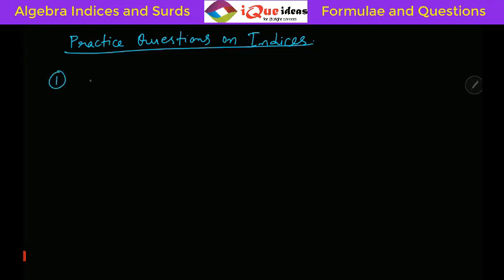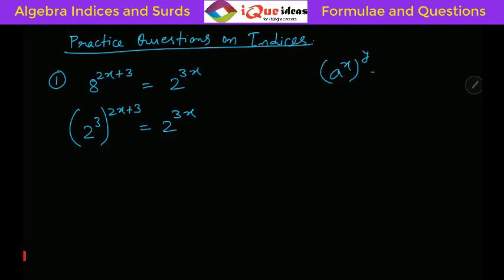The first question is 8 raised to the power 2x plus 3 is equal to 2 raised to the power 3x. Right? Now there are two ways to do this. Let's take up the first one. If I write this 8 as 2 cube and whole to the power 2x plus 3 is equal to 2 to the power 3x. We have done the rules, the powers get multiplied. So if we have a to the power x whole to the power y, it becomes a to the power x into y. So here on the left hand side, it will become 2 to the power 3 into 2x plus 3 is equal to 2 to the power 3x.